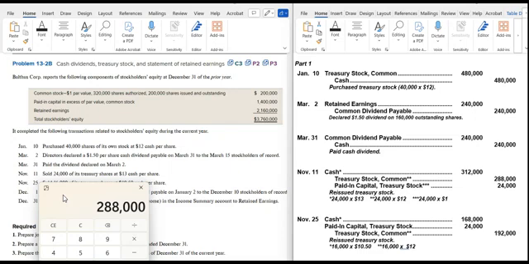24,000 times 12, 288,000. We will decrease the treasury stock by 288. We are selling those 24,000 shares for $13 cash per share. 24,000 at a selling price of 13. We are going to bring in cash of 312,000. Cash of 312 is being paid in for stock that had cost us 288. We have an excess being paid over and above the cost of 24 grand. So we put it into the paid in capital in excess on treasury stock.